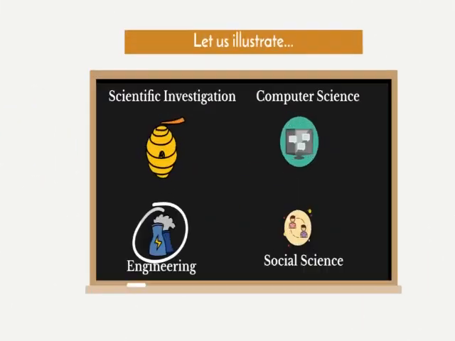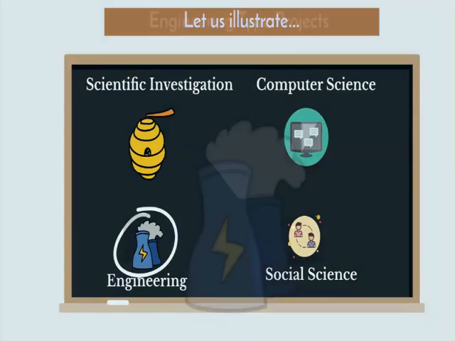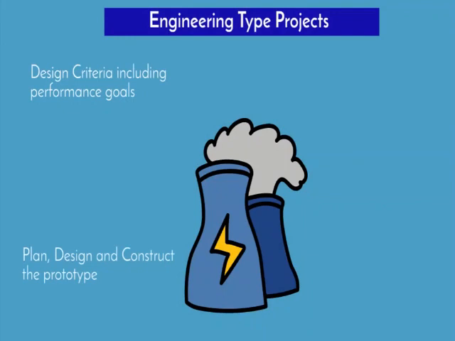When planning the materials and methods section for engineering projects, the following aspects need to be considered. What design criteria must your prototype meet? Do you have any performance goals for your prototype? Will you need to plan, design, and construct this prototype? Next, you must test, evaluate, and retest your prototype. You may need to go back to the drawing board to modify your prototype. Most engineering projects have several prototypes. Lastly, what safety precautions will you take?